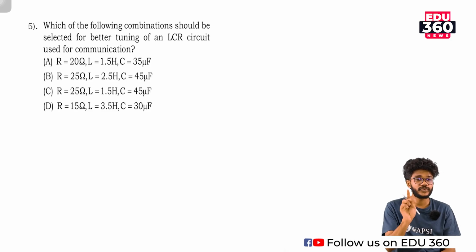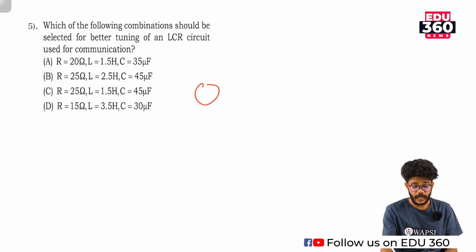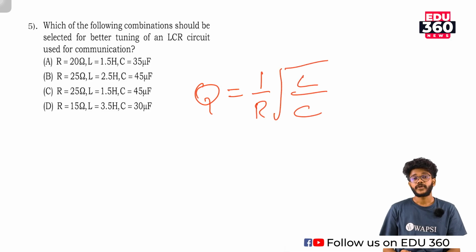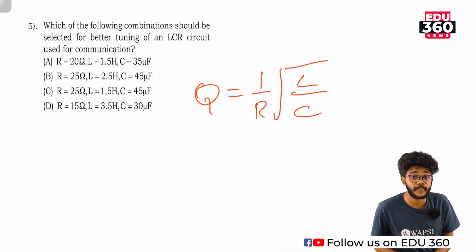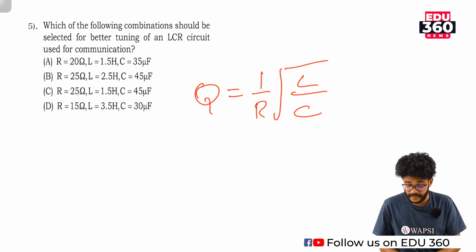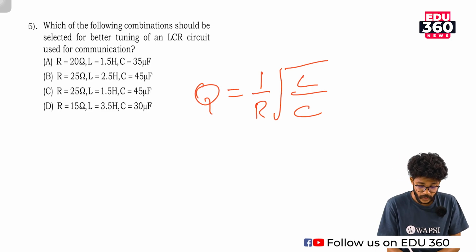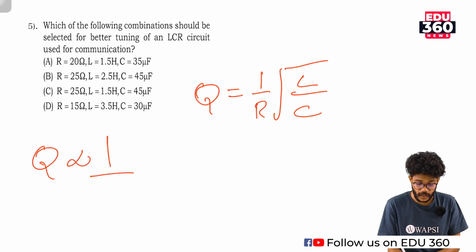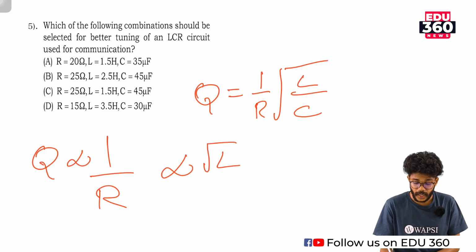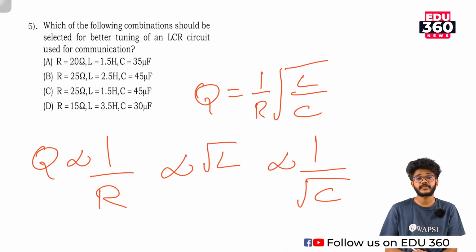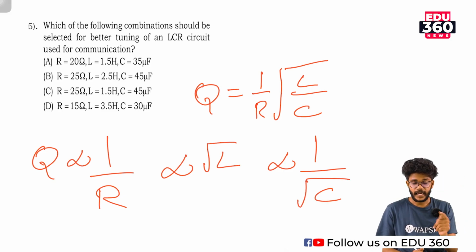So we need to know the equation for the quality factor. Quality factor Q is equal to 1 by R root L by C. That means quality factor is inversely proportional to R, directly proportional to root L, and inversely proportional to root C. That means L should be high, R should be low, and C should be low.